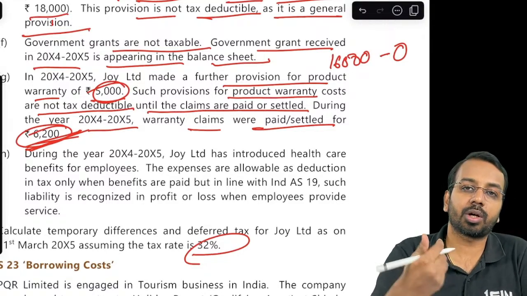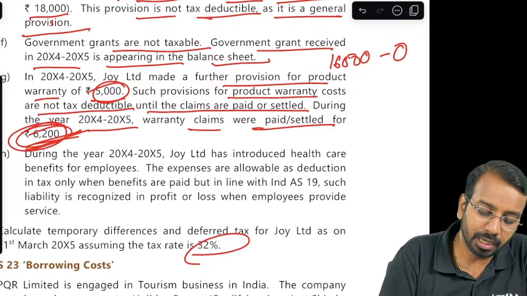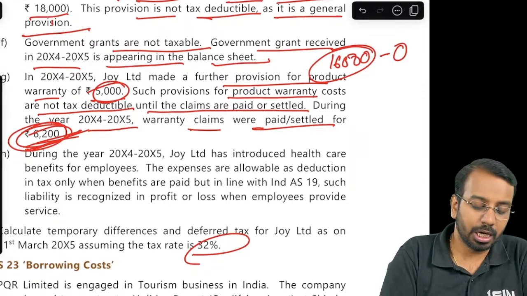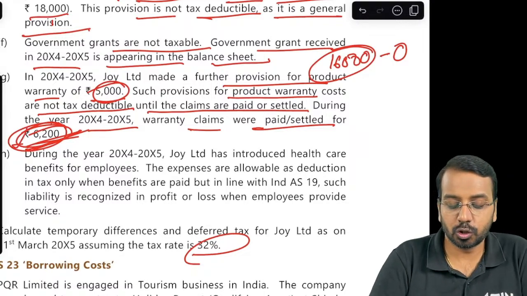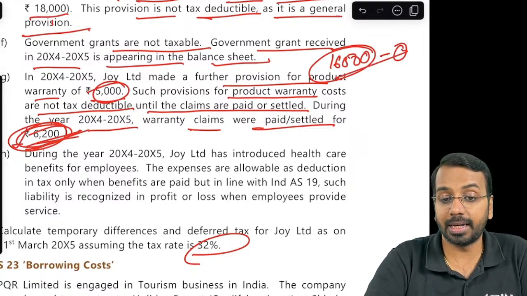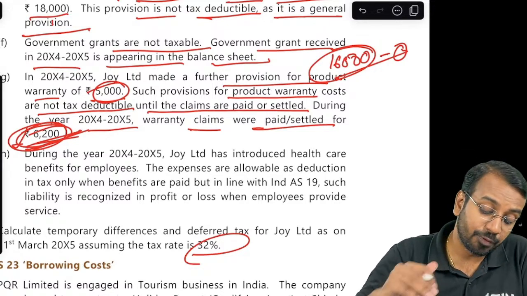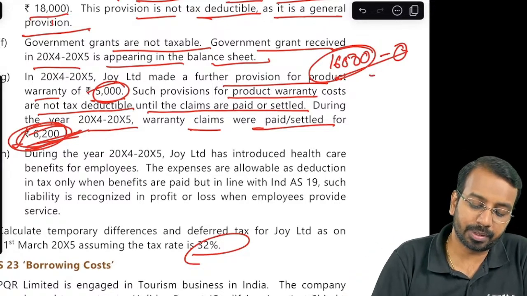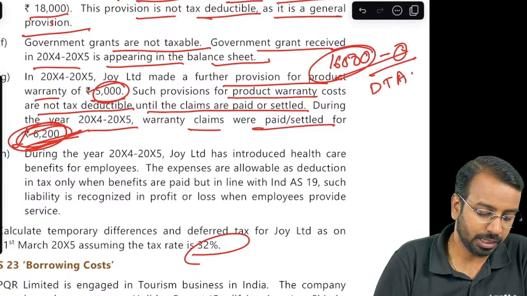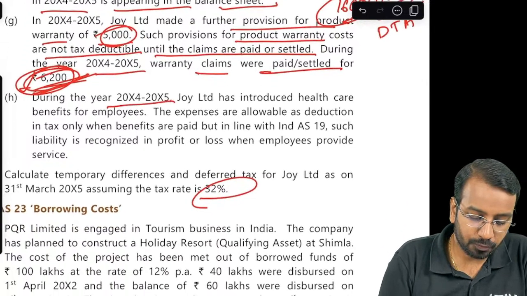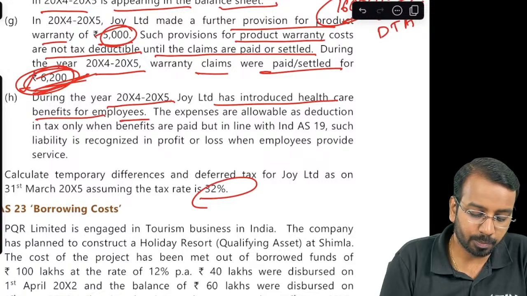So while calculating your current tax, you would have already considered it, and to determine this 16,000, you would have already accounted for this. So whatever is the difference in the warranty expenses will not be allowed. In future, when it is allowed, at that time it will become tax deductible. So DTA.